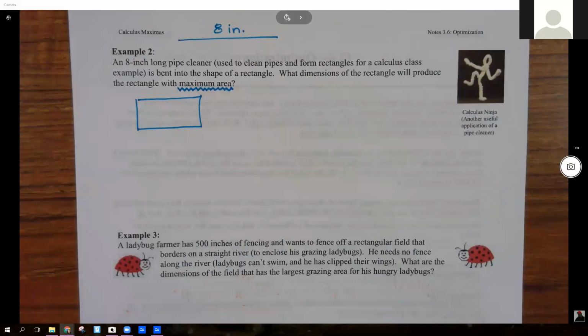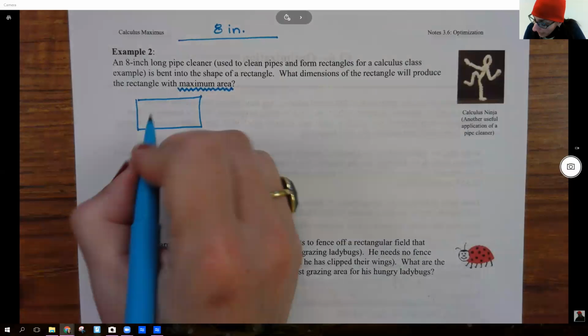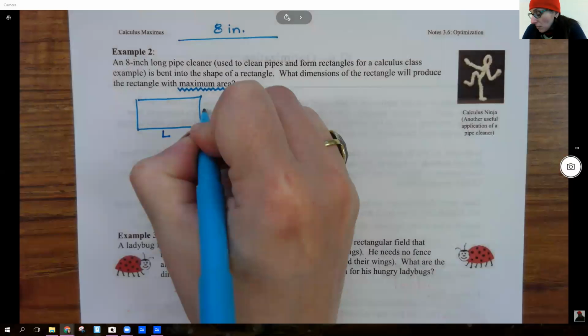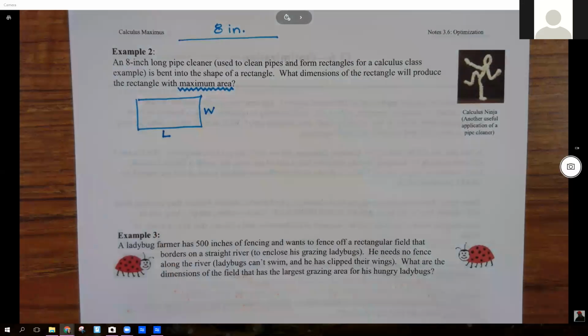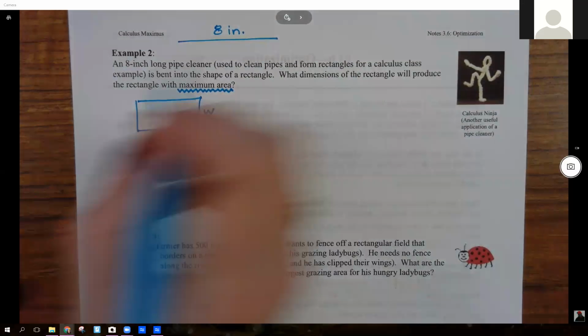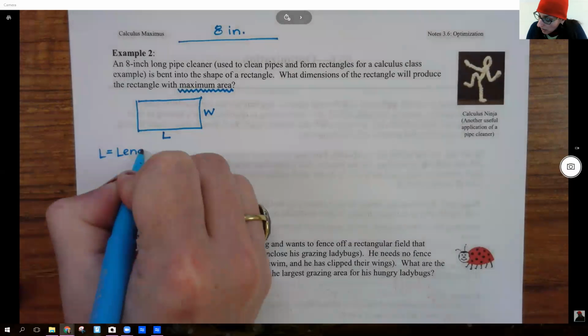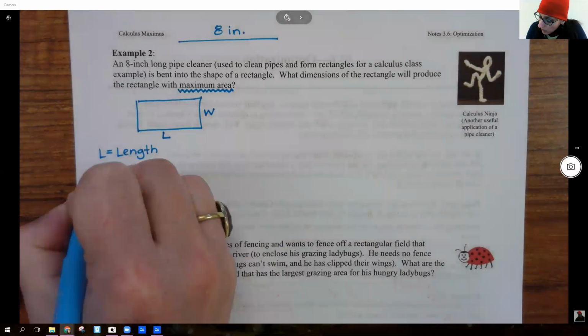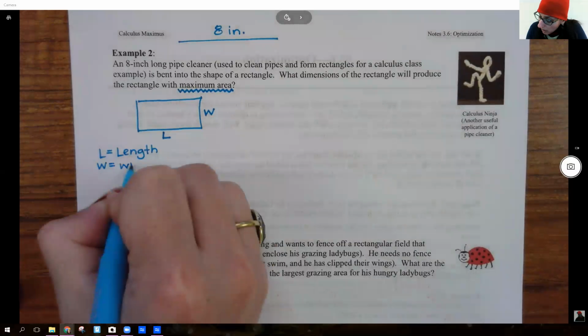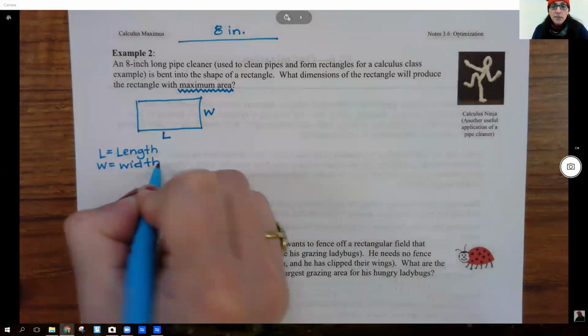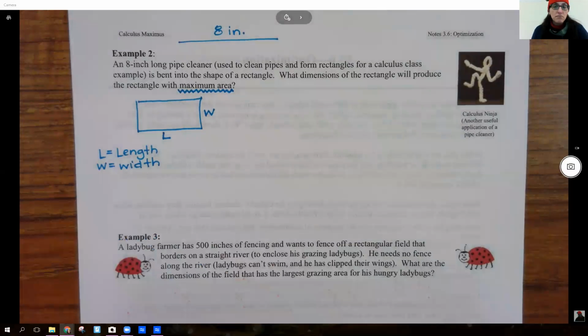Length times width. Let's put an L right here and a W right here. Just to be proper, let L be the length and W be the width. If you want to use base times height, that's fine too. Whatever you want to use, okay?